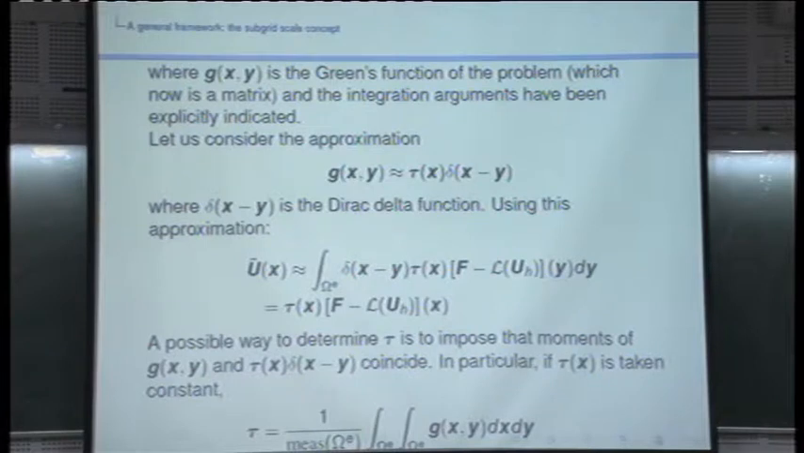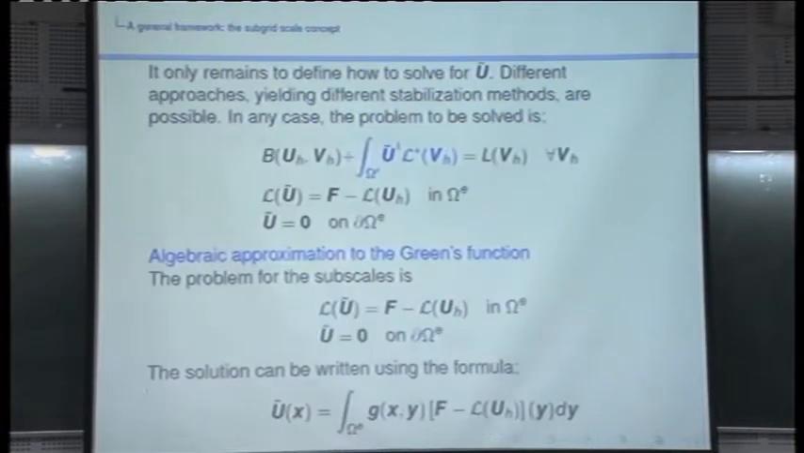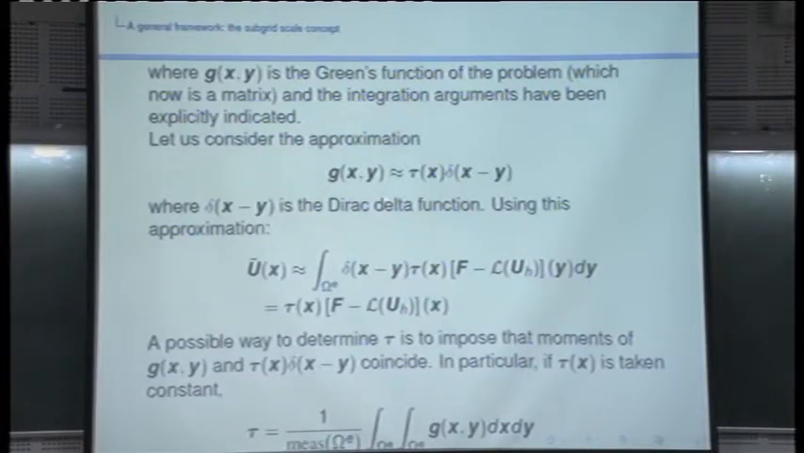This is used sometimes. What happens if you just accept it for a moment? What happens if you use this representation? The approximation to the solution is obtained by replacing G by that approximation, and since this is a Dirac delta function, this is only different from 0 when x is equal to y. So this is the value of the integrand, that function that we integrate, at y equal to x. Tau x goes out of the integral because it's an integral with respect to y, and then that function is evaluated at x as well.